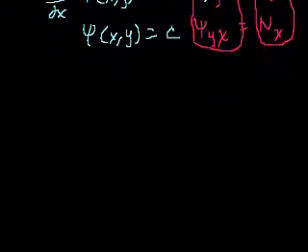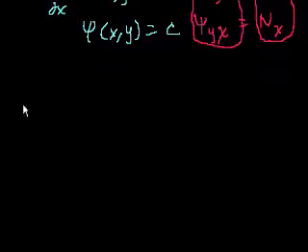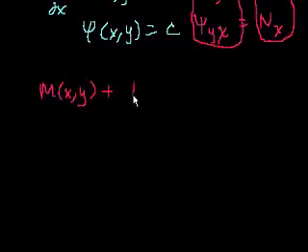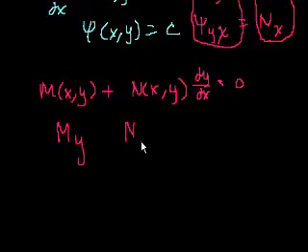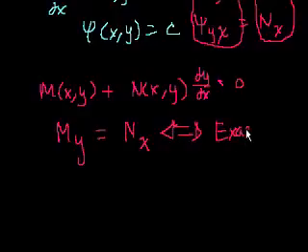So let me rewrite all of that again and summarize it a little bit. If you see something of the form M of x, y plus N of x, y times dy/dx is equal to 0, and you take the partial derivative of M with respect to y, and the partial derivative of N with respect to x, and they are equal to each other, then, and it's actually if and only if, so it goes both ways, this is an exact equation, an exact differential equation.